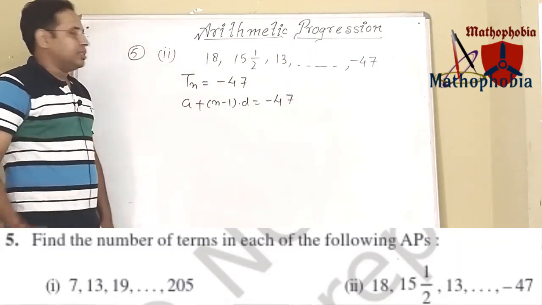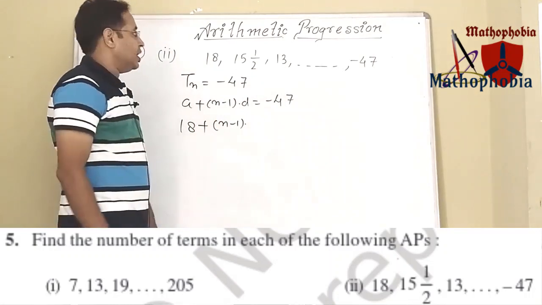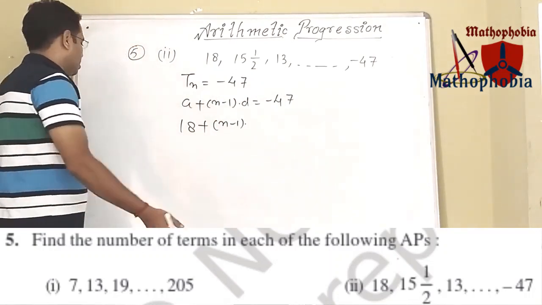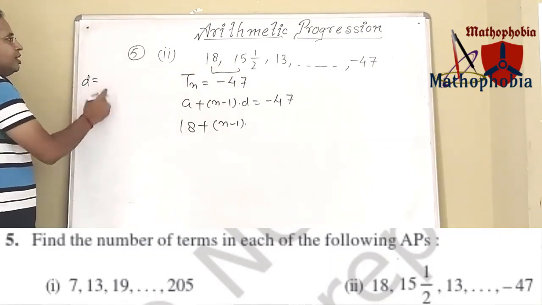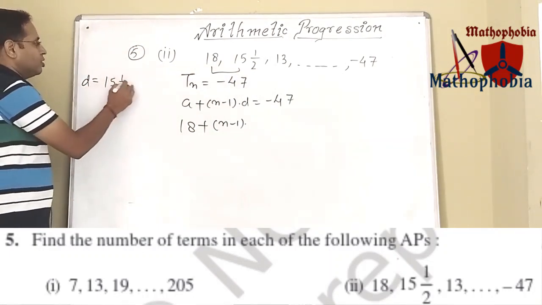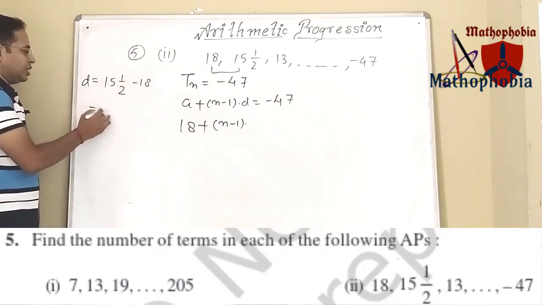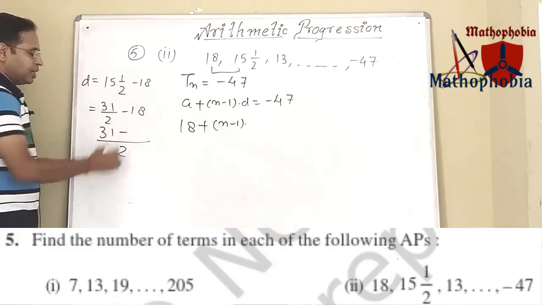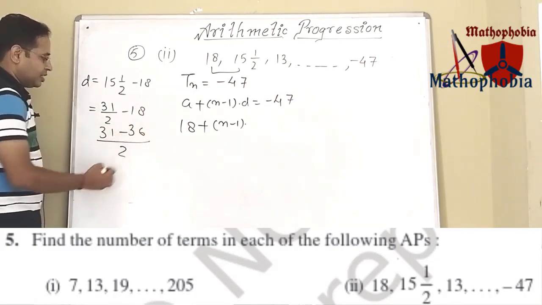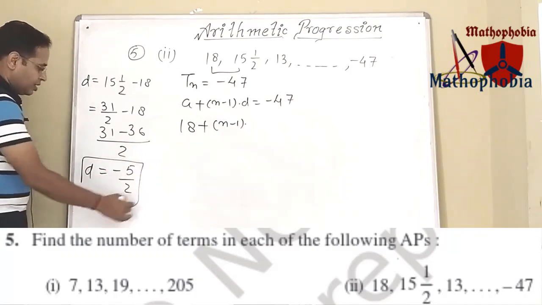What is the value of a here? The a is 18, plus n minus 1, and the value of d: subtract any two consecutive terms. So d equals how much will you get? 15 and 1 upon 2 minus 18. This is a mixed fraction, converted into a fraction: 31 upon 2 minus 18. Take LCM 2. 31 minus 36, you will get minus 5 by 2. So the common difference is minus 5 by 2.